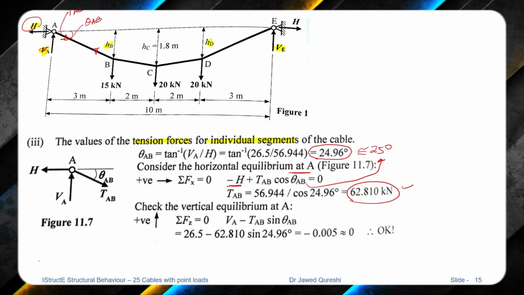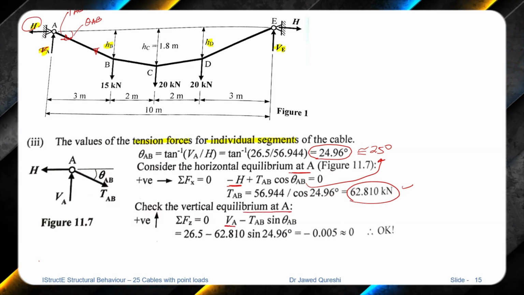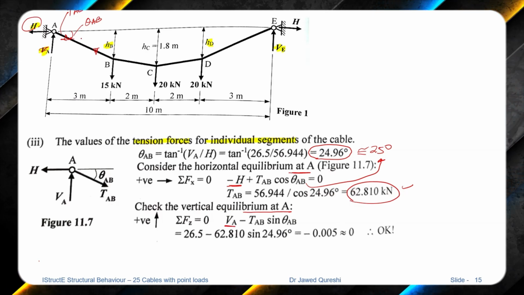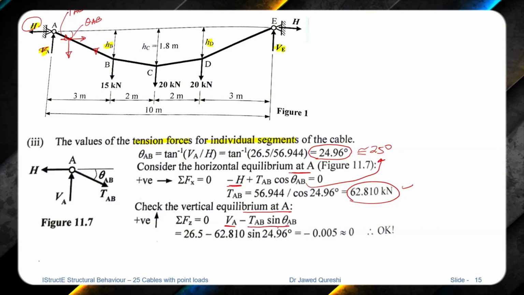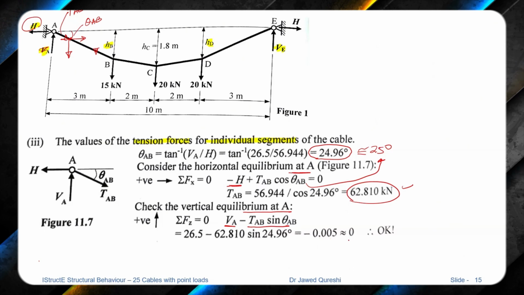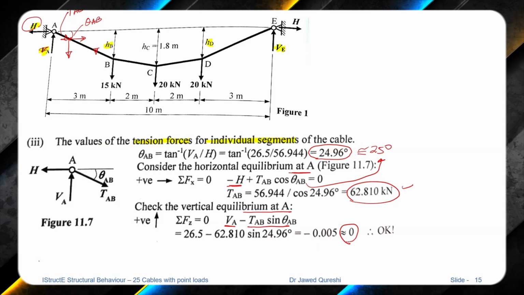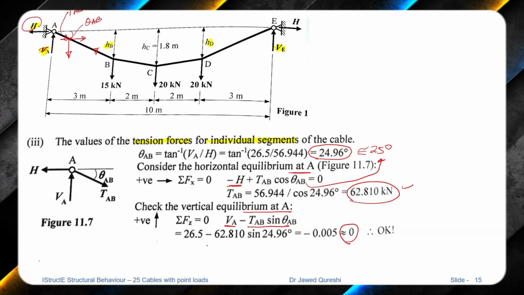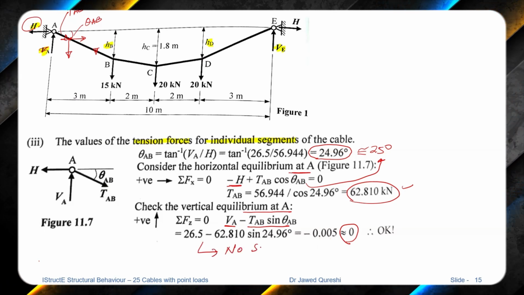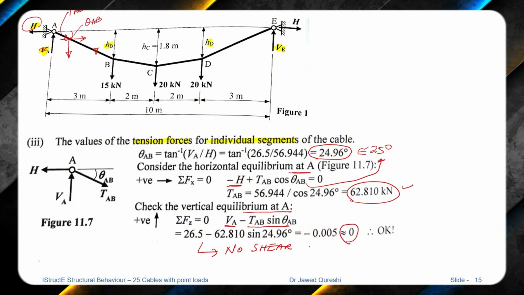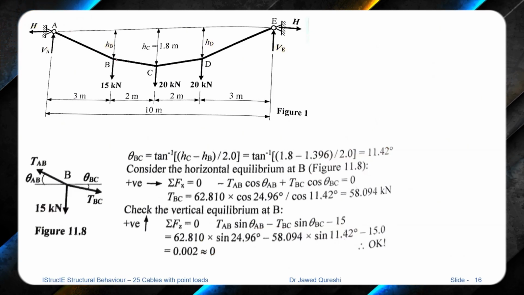And in the same way, vertical equilibrium at point A, vertical forces are 0. So VA is upwards, and the vertical component here will be downwards. So TAB sine theta AB, if we put in the values, you can see that all vertical forces are 0. Now this is telling us a very important thing, that the cables do not take any shear force. So there is no shear force at all, and when there is no shear force, there is no bending as well.